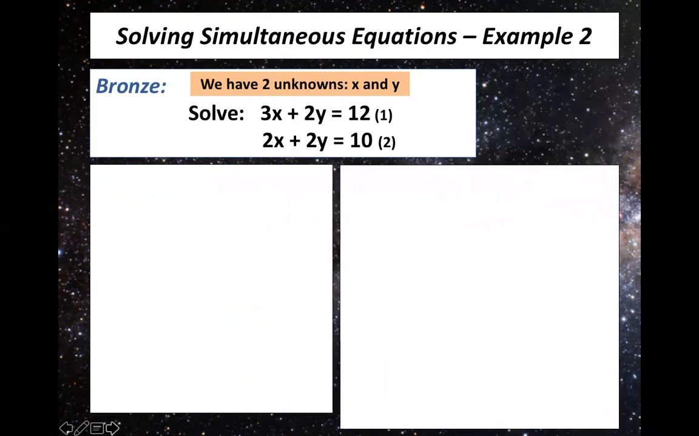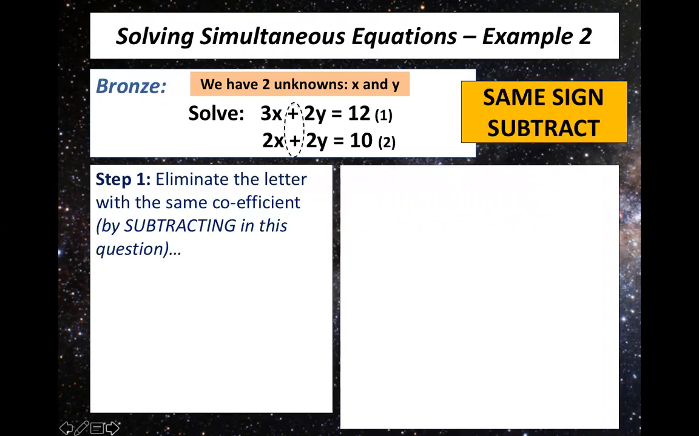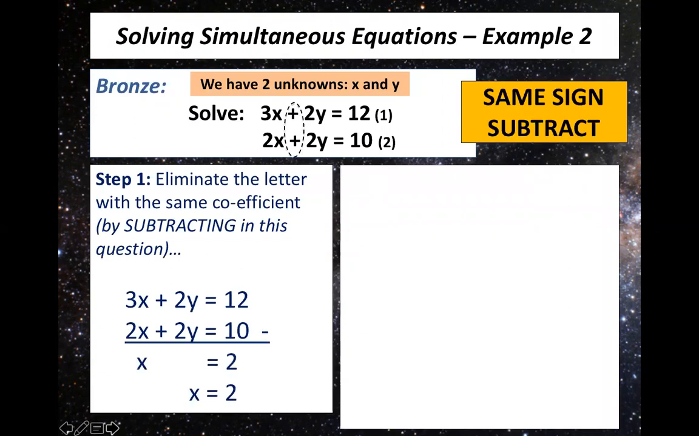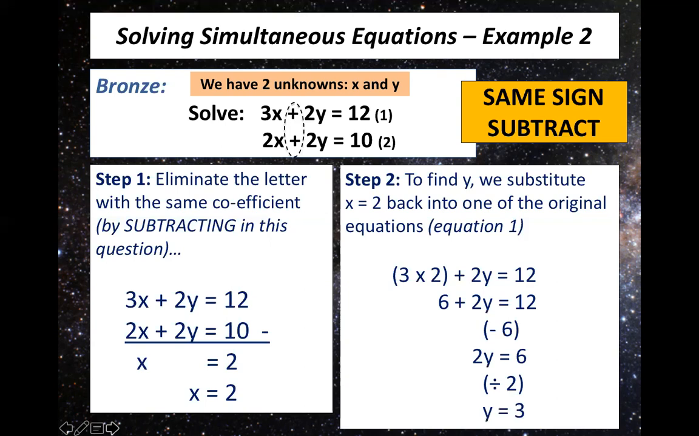So I have 2 unknowns here. Again, same sign, so you can subtract. Equation 1 minus equation 2, I get x equals 2. And then I substitute it into the other equation, any equation actually, and then I get my y. 2y is equals to 6. y is equals to 3.